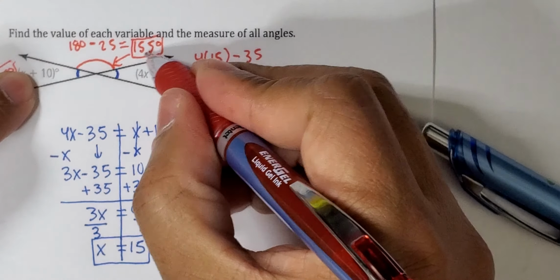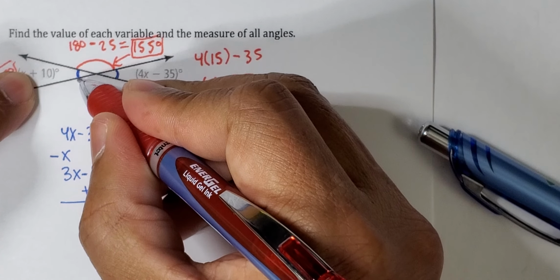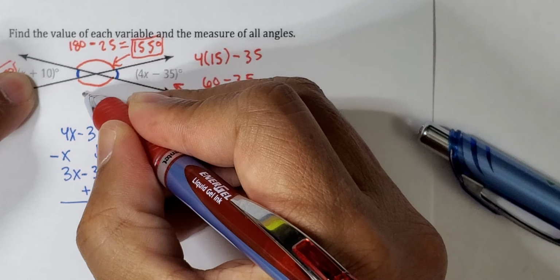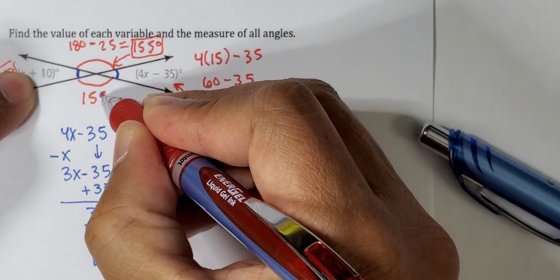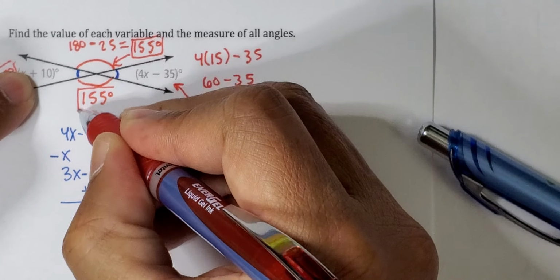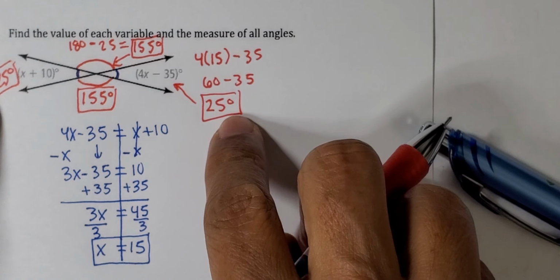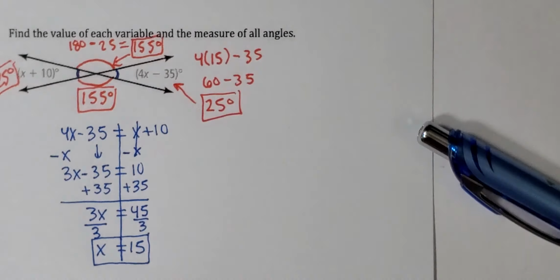But if this angle is 155 degrees, this angle is vertical to that angle. So that tells me that this angle is also 155 degrees. So there we have the measure of all four angles. We found the value of x and the measure of all four angles.